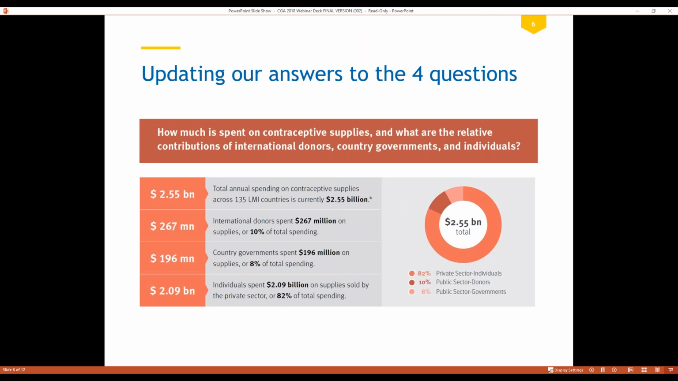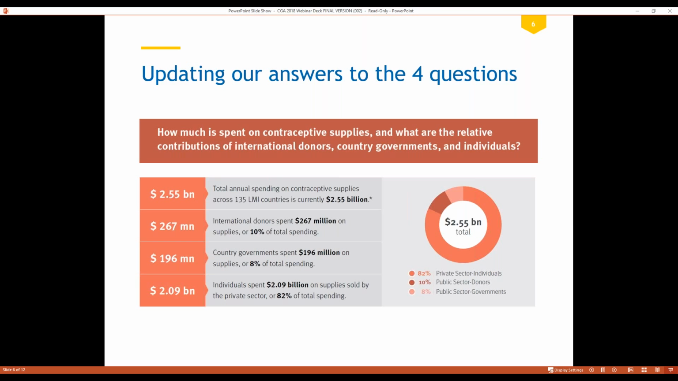So I'm just going to walk us through the updated answers to the 4 questions that Nina showed earlier. Here we're looking at results for the full 135 low and middle income countries. In the report itself, all of these results are also presented for the subset of FP2020 countries.